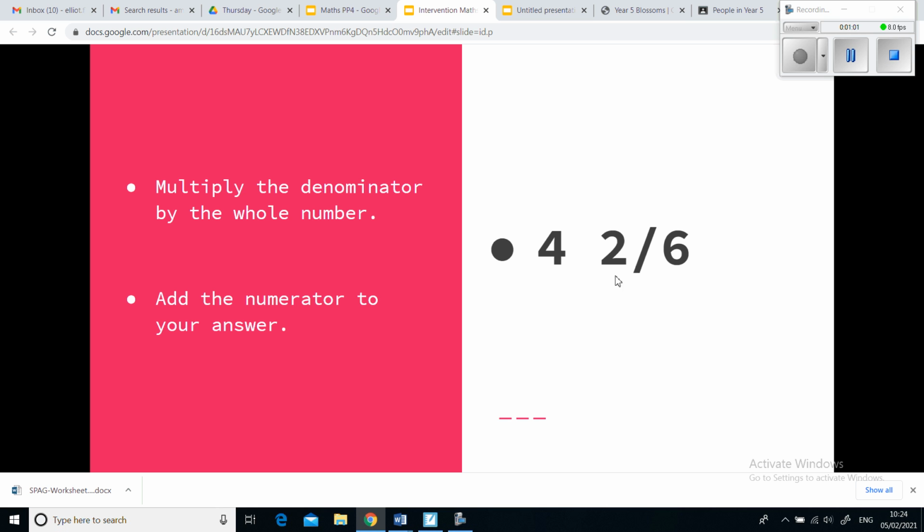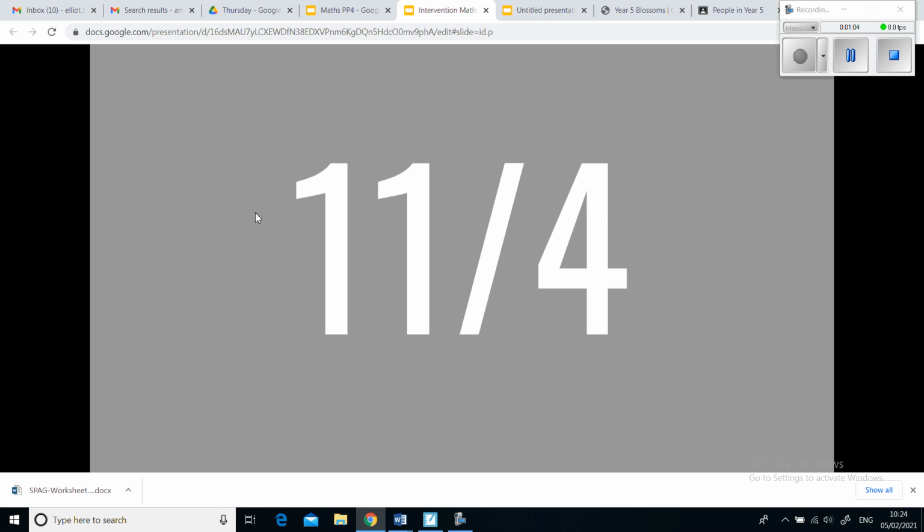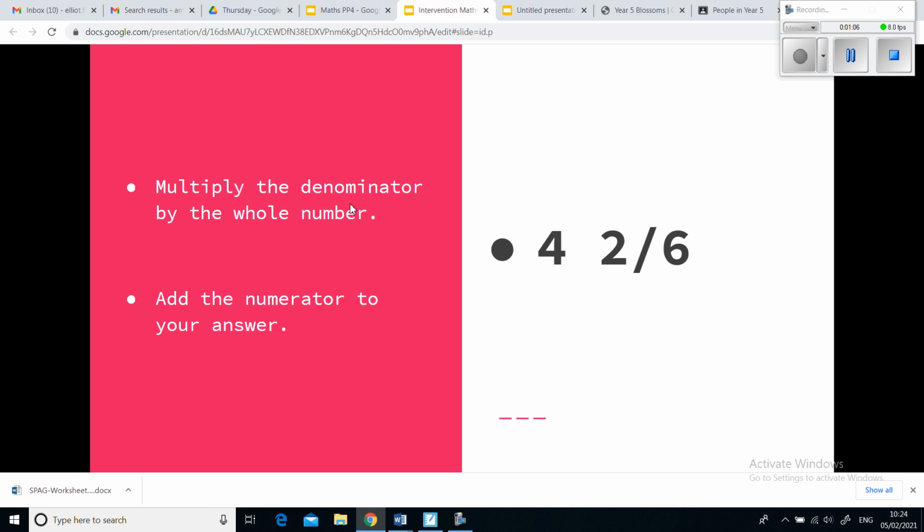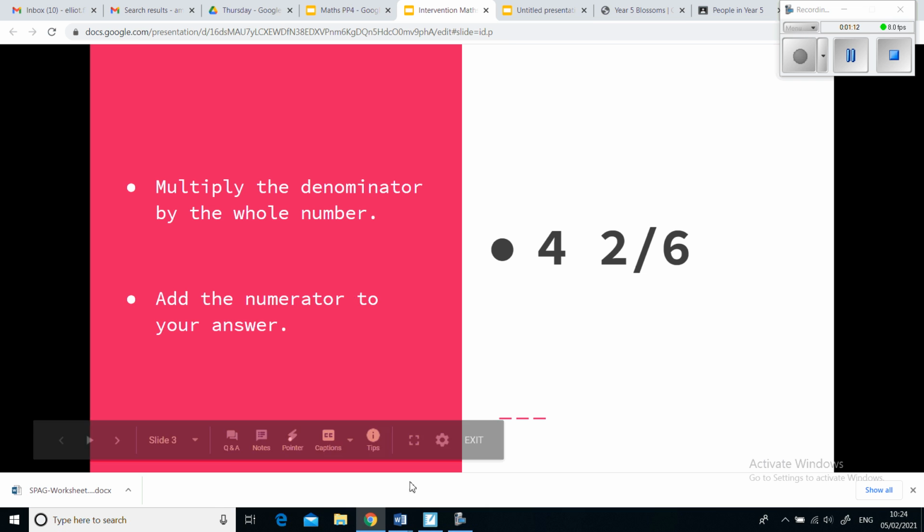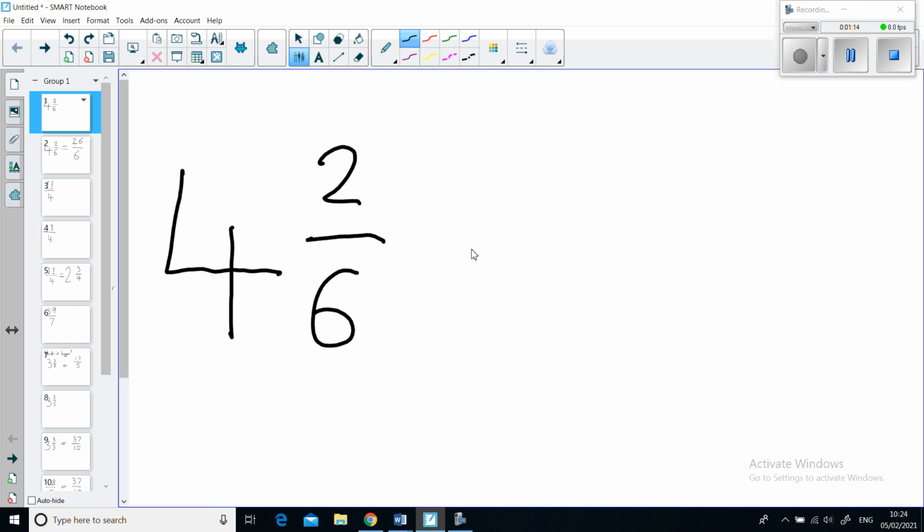Okay, so this is the first question. I'm going to run through this one with you now. I've just written the rules again here on the left. So multiply the denominator by the whole number, so your number on the bottom by a whole number, and then add on your numerator to your answer. And we'll go through this on our smart book. So here it is: 4 wholes and 2/6. So we find our denominator, the bottom, which is clearly 6, and we're going to multiply that by our whole number, which is 4.